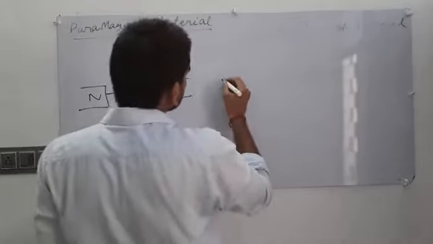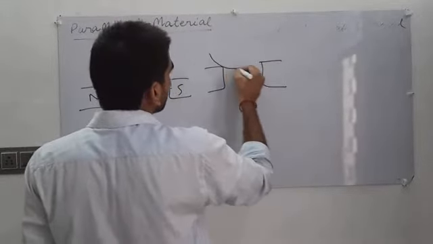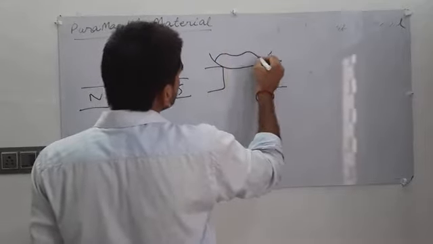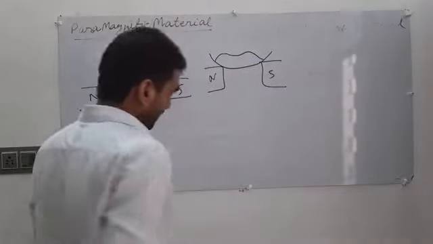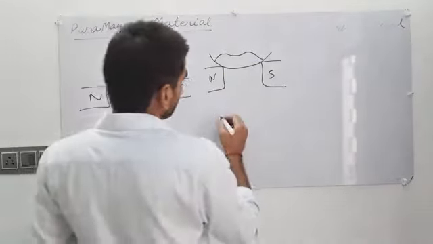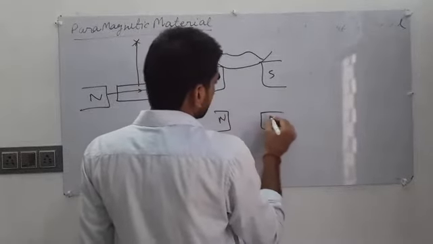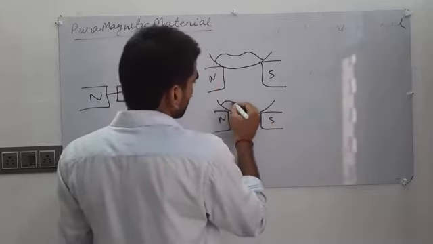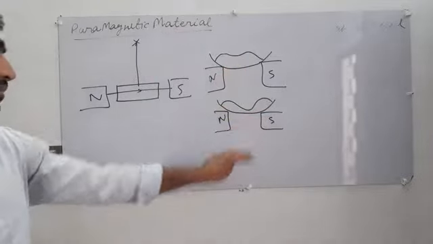Now the second thing is, if you put a bowl of paramagnetic material and place it between the north pole and south pole, then it will be attracted towards the magnetic field lines. So the structure becomes like this.